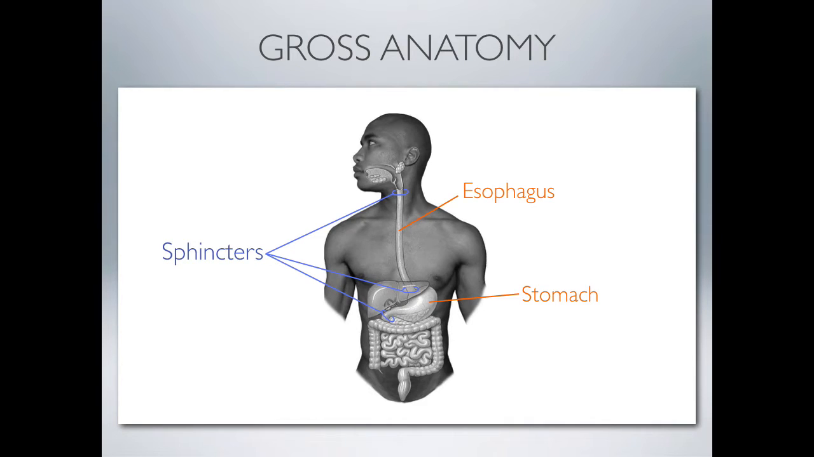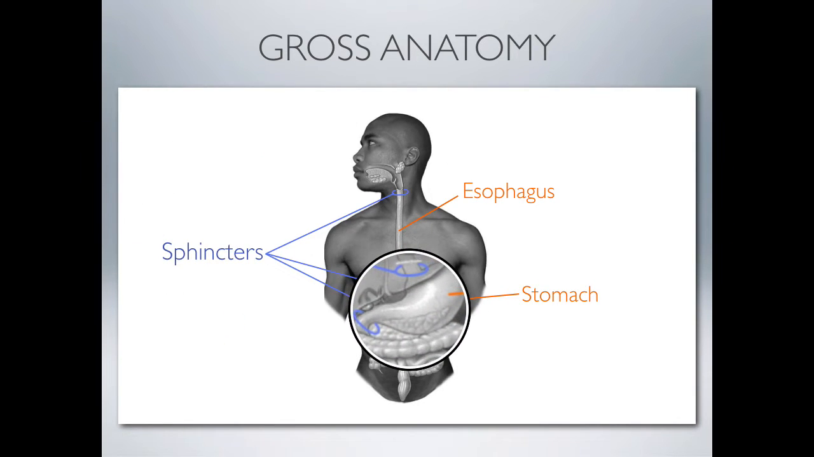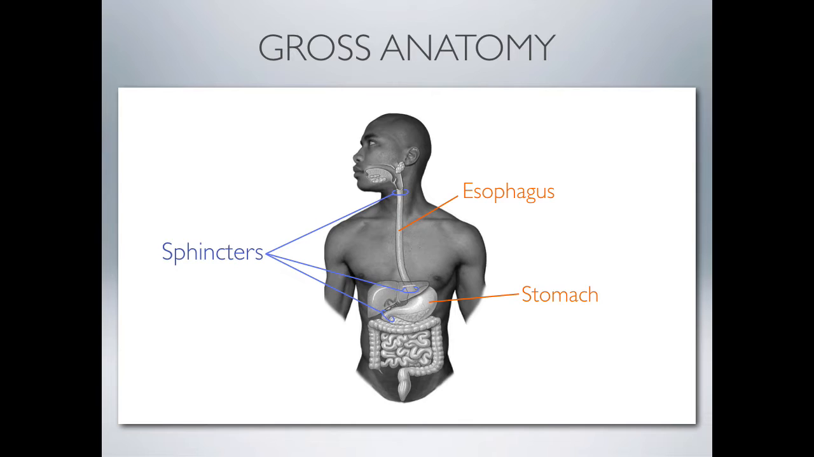Those travels begin with the esophagus, which we've already mentioned. And then, of course, the esophagus dumps its contents into the stomach. And so we have the stomach right there. And of course, the stomach has very low pH, and it's isolated from the rest of the GI tract by muscular valves called sphincters.